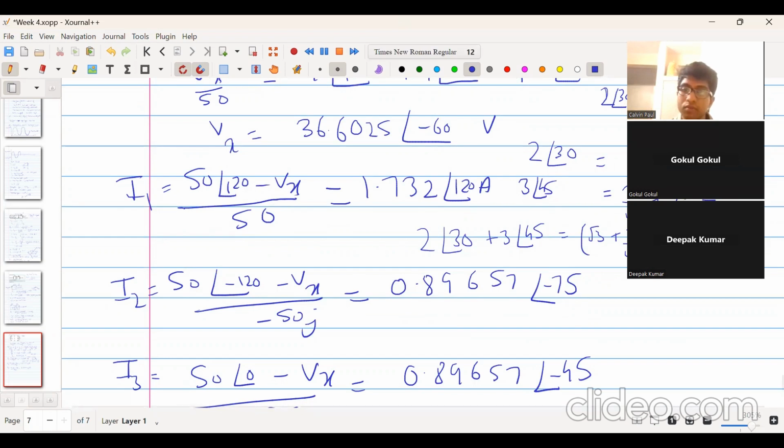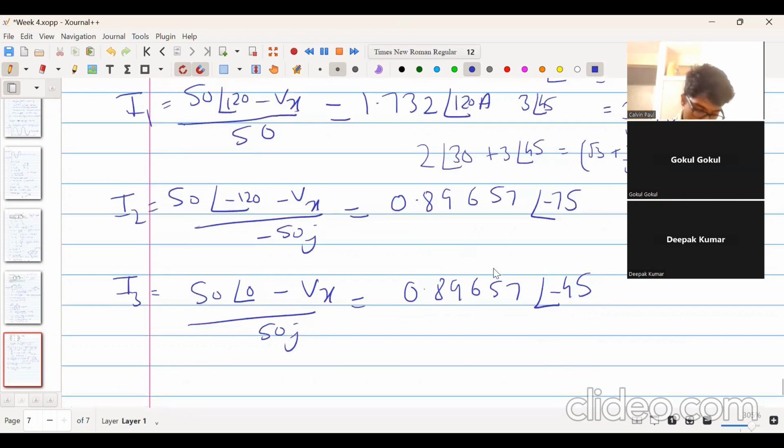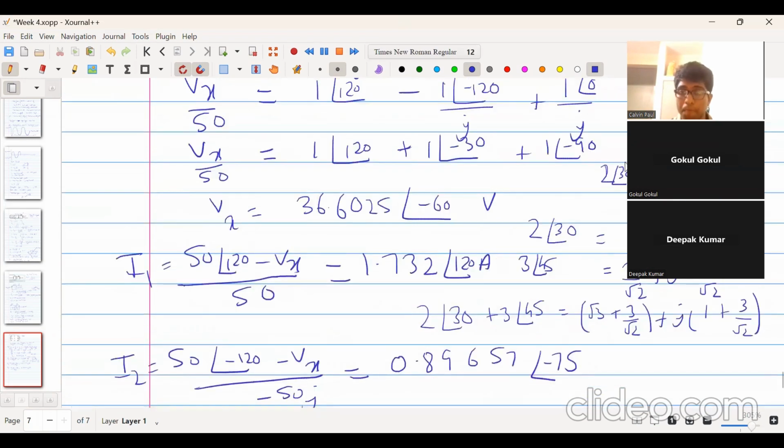Any doubt? No sir. Great. Sir, I have a doubt. When we convert sine to cos and cos to sine, I am getting confused. In conversion of sine and cos. Sir, I have one doubt. Tell me. Like we have a value sine omega t minus 90.